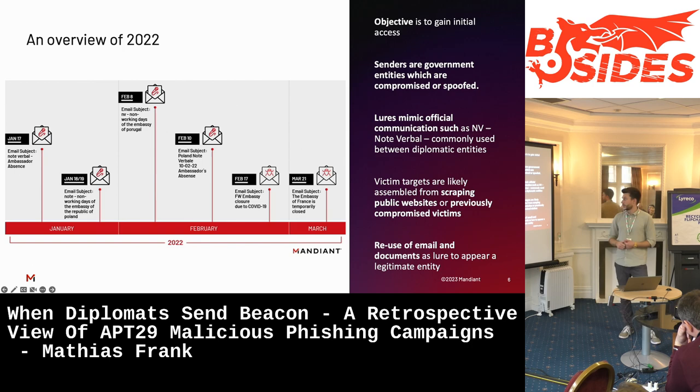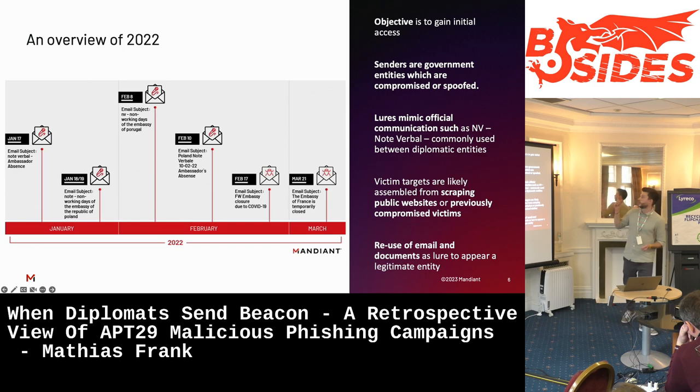But why is this interesting? Because with those phishing campaigns, we've seen that the sender is usually a government entity, or they try to spoof a government entity. That means we've seen compromised government entities spamming other government entities in order to gain access there. So therefore, you can't check SPF in them because they're all valid. The email address is valid as well, and so on. And the main goal with those phishing campaigns is, of course, to gain initial access.